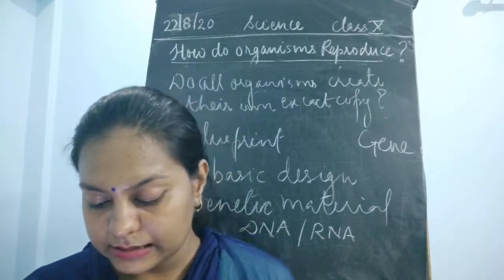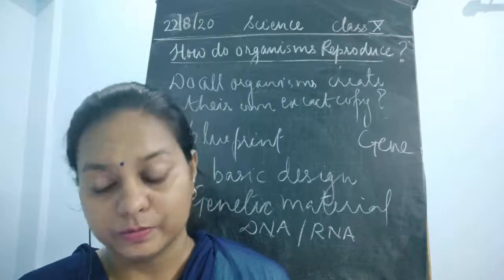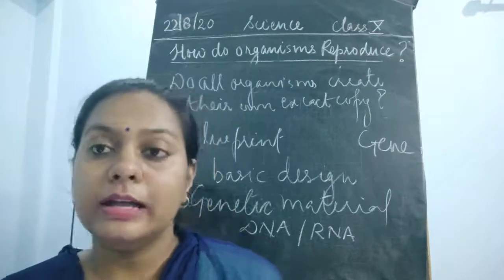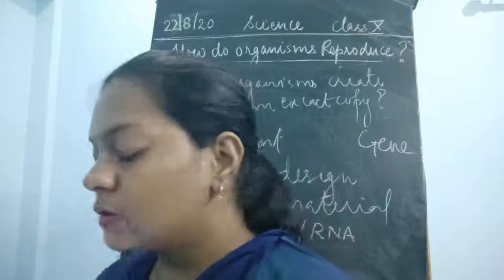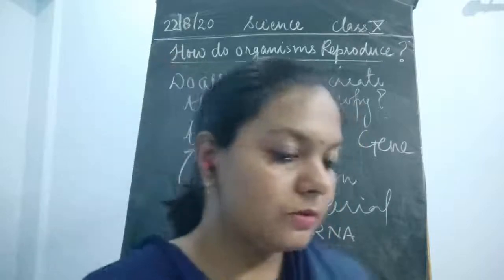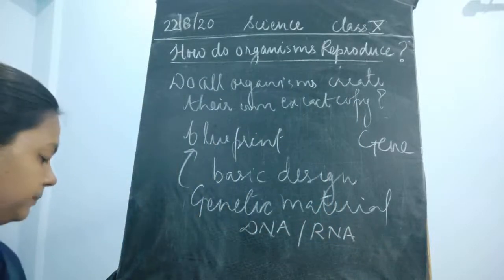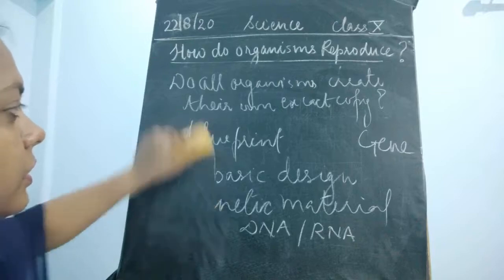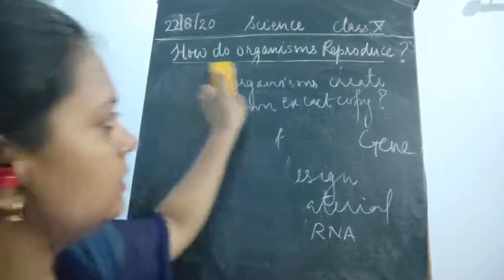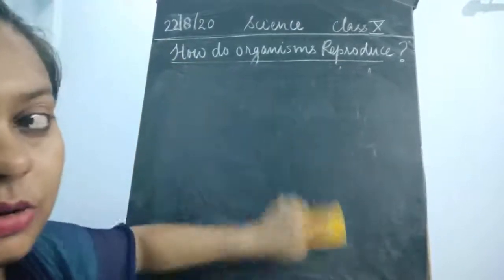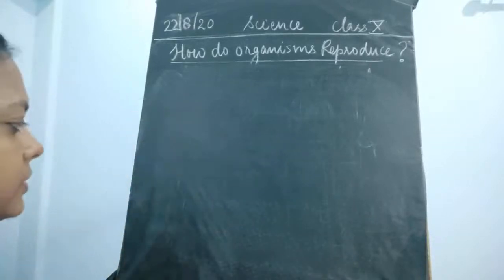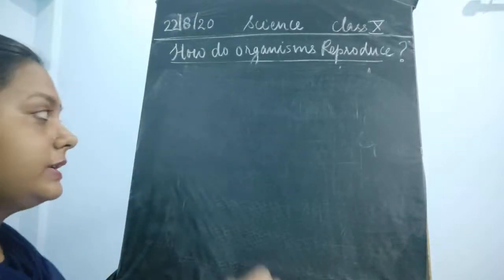Thus, reproduction at its most basic level involves making copies of these blueprints or body designs. In class 9 we have already learned about chromosomes. Now the next new word is chromosome. So what does chromosome mean? Chromosome is a structure which is present in the cell. We have also seen the structure of the cell in class 9th.